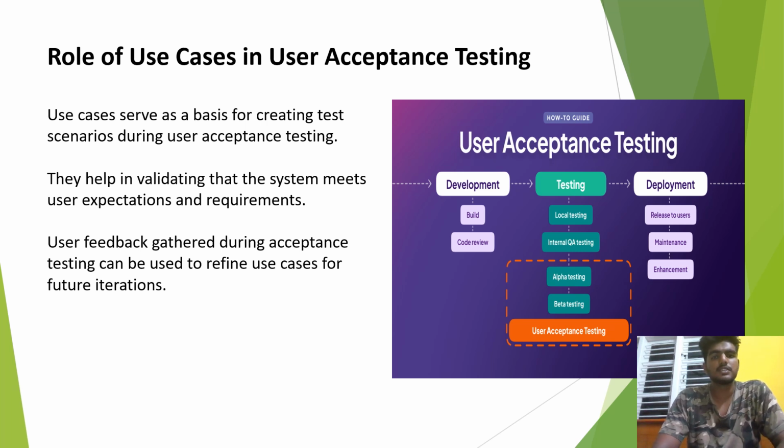Role of use cases in user acceptance testing. Use cases serve as a basis for creating test scenarios during user acceptance testing. They help in validating the system meets user expectations and requirements. User feedback gathered during acceptance testing can be used to define use cases for future iterations.